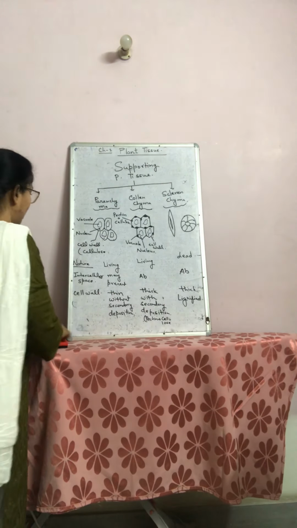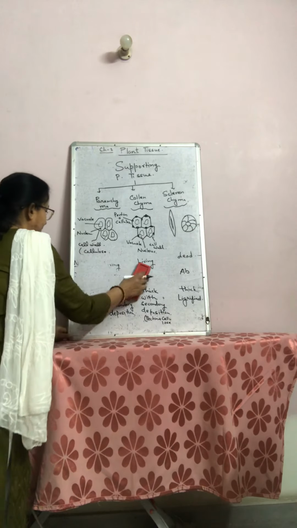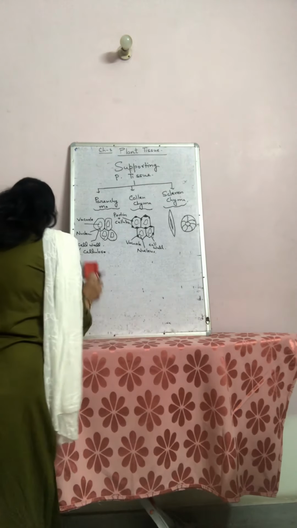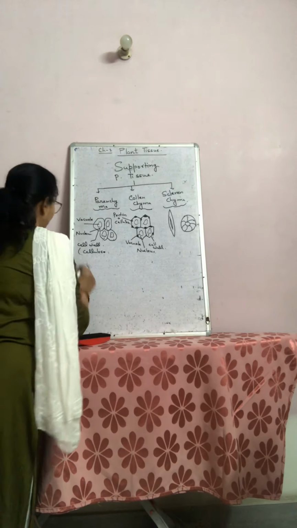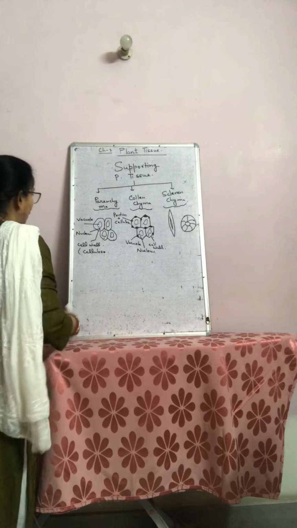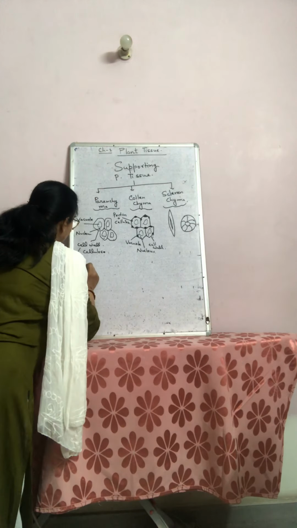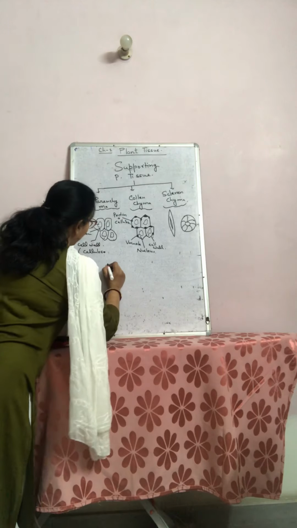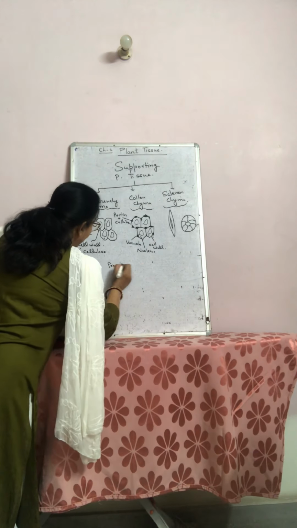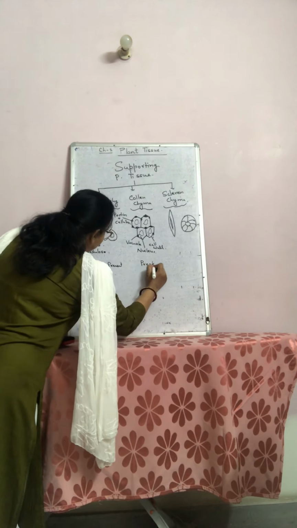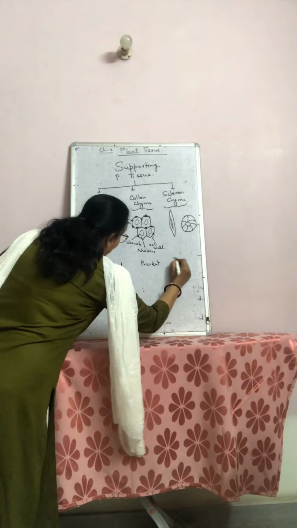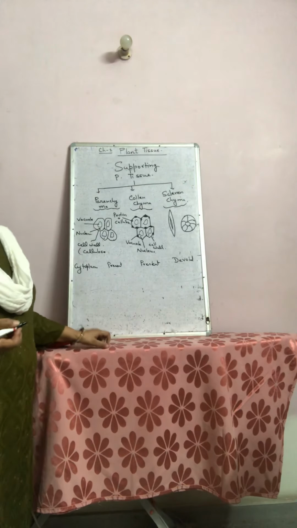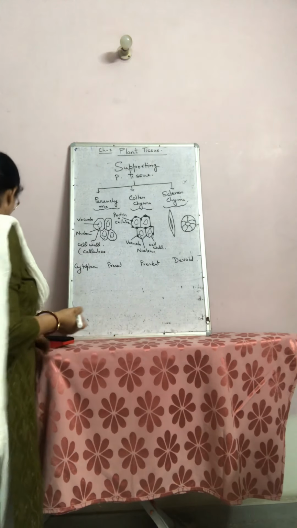Now come to the next point. Come to the cytoplasm. When you see cytoplasm, it is living, that's why it is present. Here also it is present. Here it is devoid. That means it is devoid of cytoplasm, lacking cytoplasm.